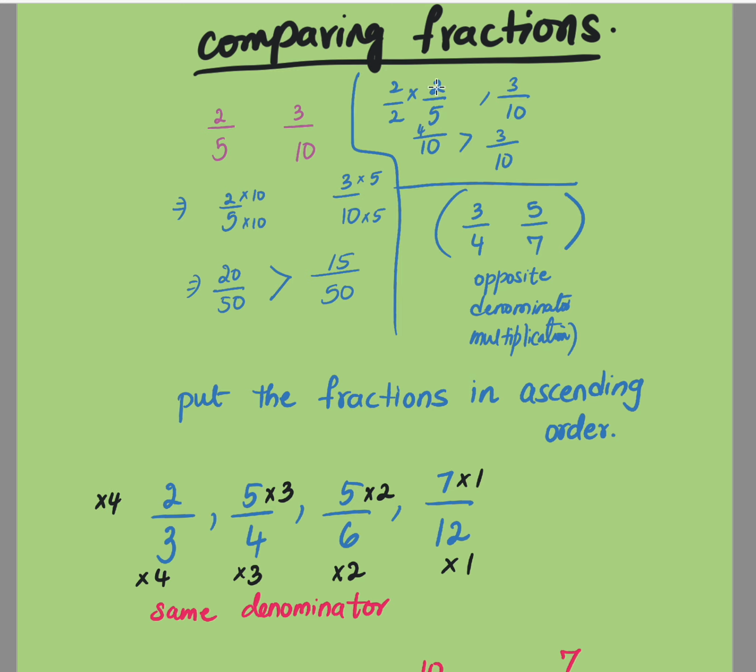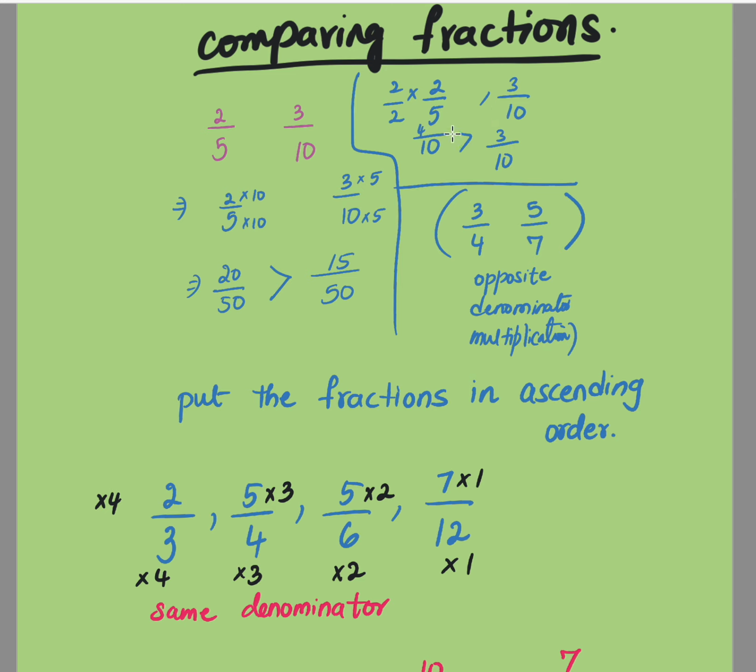So if I multiply the first fraction, which is the 2/5, numerator and denominator by 2, the denominators become 10 in both fractions, and you can quickly do 4 out of 10 and 3 out of 10 and compare and say that 4 is greater than 3. So I showed two methods.